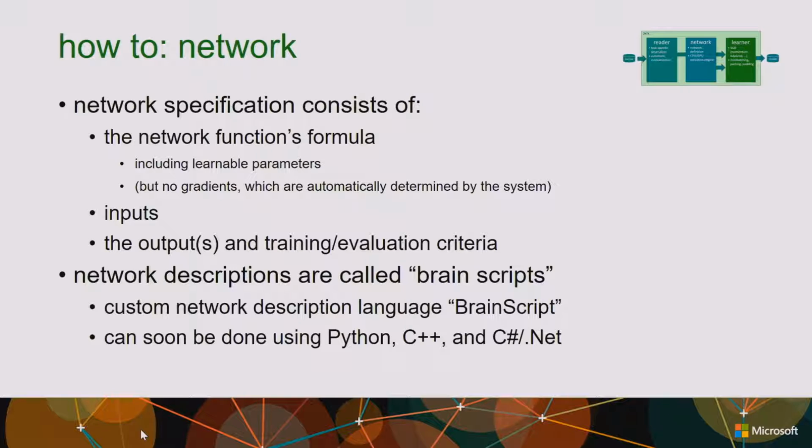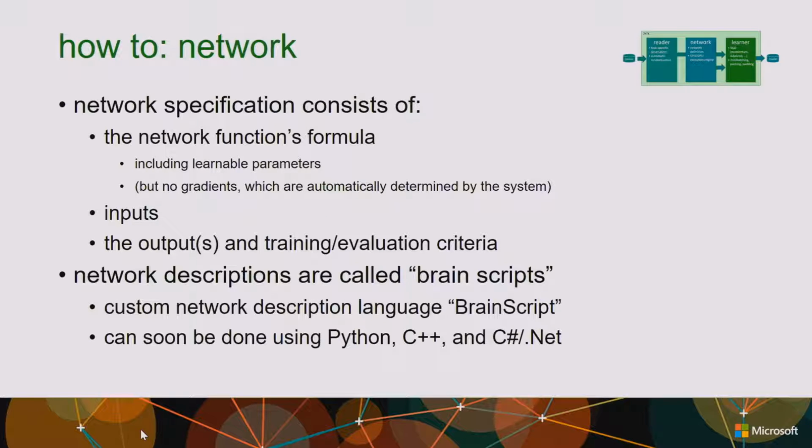OK, so the next question is, how do you define your network? The network specification consists of the network formula. So you saw some formulas in the beginning. That's an example. You have to declare what the inputs are and what the outputs are and the evaluation and training criteria. And so with these network descriptions, we call them brain scripts because they're sort of the scripts that our little brains operate according to, right?